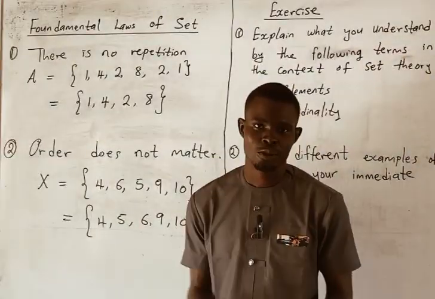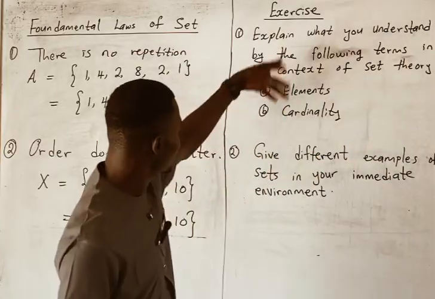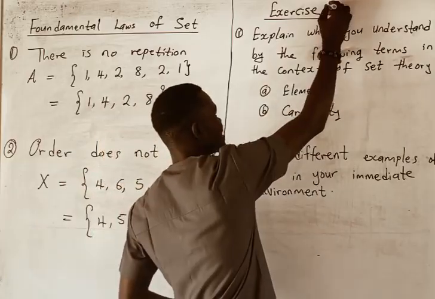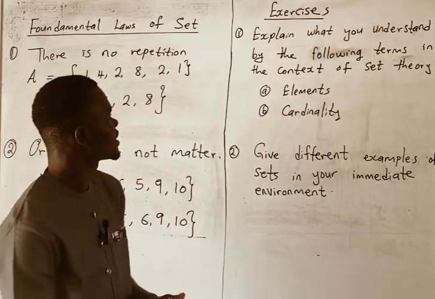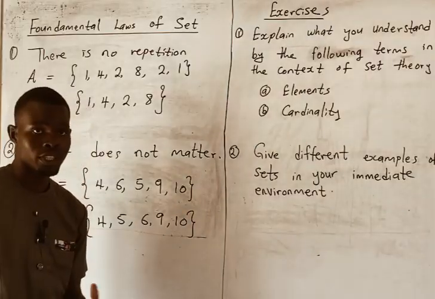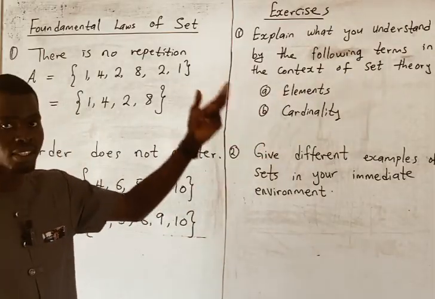So dear friends, this is where we are going to stop for this lesson. As you can see on the board, there are some exercises to be done. Number one, explain what you understand by the following terms in the context of set theory. What are elements? And what is the cardinality of sets?